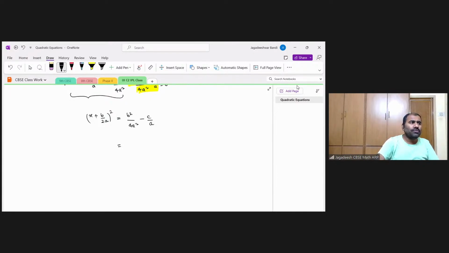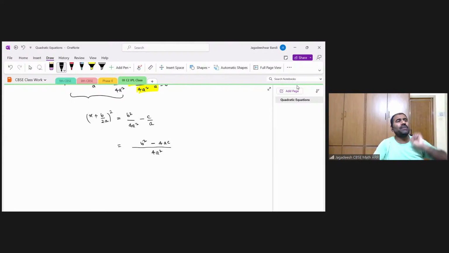So we all know 4a square and a. So definitely the LCM will be 4a square. 4a square and 4a square, if you divide, you'll get 1. So 1 into b square, b square. Hope you know how to take LCM and all. Then if you divide a and 4a square, you'll get 4a into c is 4ac.